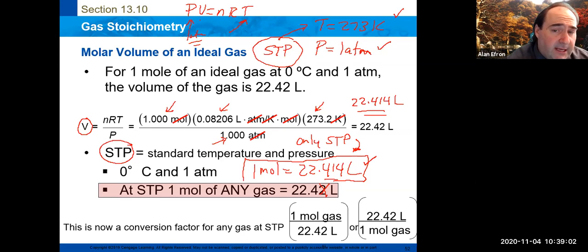And as I mentioned last time, if you want, you can always use the ideal gas law regardless of the conditions, STP conditions or non-STP conditions. You can always use the ideal gas law and just put the numbers in. But again, this is a shortcut, if you will. Only at STP conditions could we use that conversion. Any questions on that there?